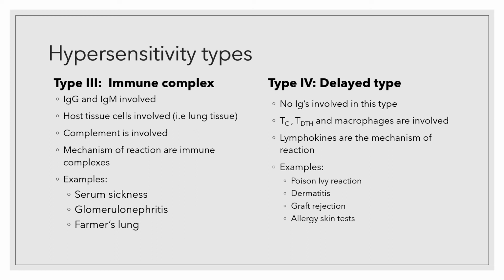Okay? Lymphokines are the mechanism of reaction, the release of soluble mediators, which is a chemical that can actually act on your immune system. Examples of type 4 hypersensitivity would be things like poison ivy, dermatitis, graft rejection, and allergy skin tests. Okay. Lymphocytes don't recognize antigens of living cells, but are immunologically active through cell-to-cell contact and soluble mediators or lymphokines.